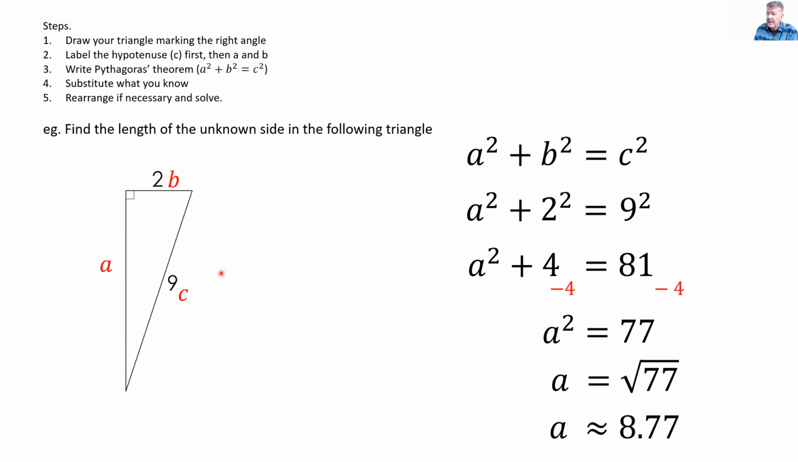Let's just quickly check back here. 8.77 is less than the hypotenuse, less than the longer side. So it fits in there. Makes sense, doesn't it? All right, now the dreaded worded problem.